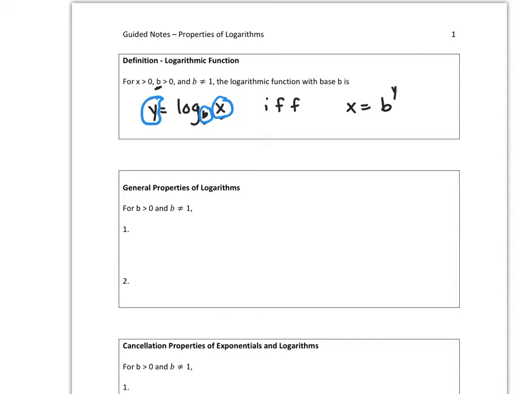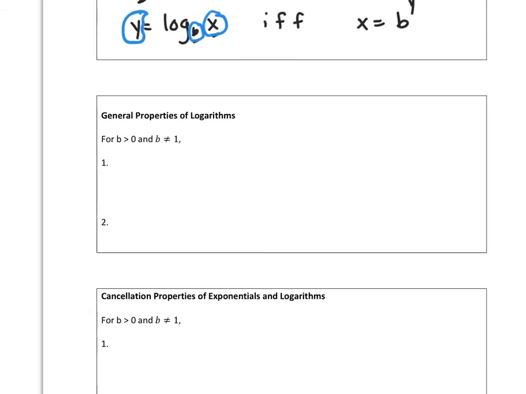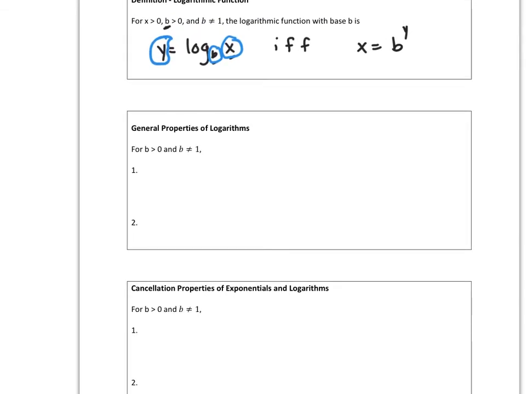Now, some general properties of logarithms. You use these to simplify your logarithms. Log base b of b equals 1. Whenever, and we'll have another property about this, whenever this base matches what's here, it always simplifies to the exponent.